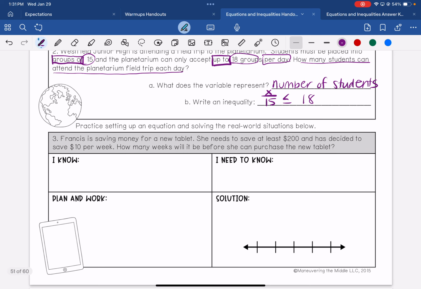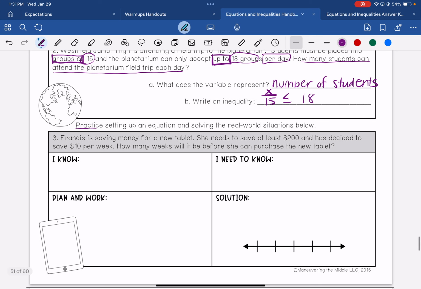All right, now we're going to use that and take it a step further, and we're going to solve these inequalities. So let me annotate this, practice setting up an equation. This actually should say an inequality. That is a typo there.